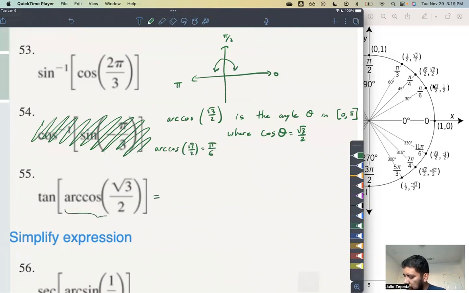And so we'll replace this arc cosine here by pi over 6. And this becomes a nice tangent of pi over 6 question. And the tangent of pi over 6, remember, tangent is y divided by x. And so we just look at the unit circle at the angle pi over 6, get the y value, 1/2, divided by the x value, square root 3 over 2.